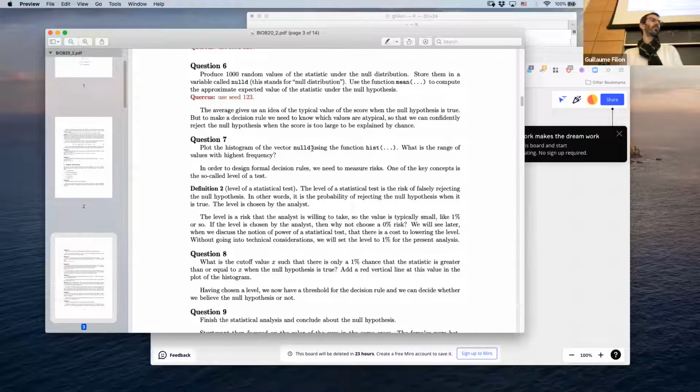Plot the histogram of the vector null d using the function hist. What is the range of values with highest frequency? So one way we can do this is just to inspect the null distribution. The null distribution is just the distribution of the statistic when the null hypothesis is true.